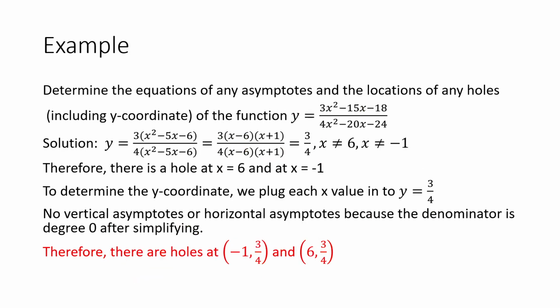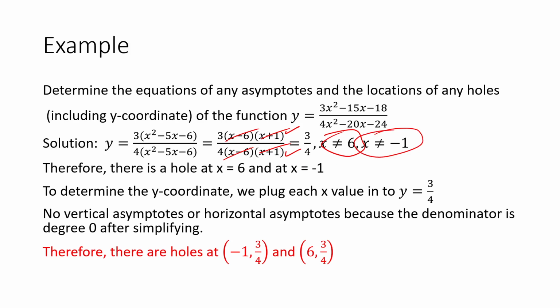Now for this next question, we're going to have y equals (3x squared minus 15x minus 18) over (4x squared minus 20x minus 24). When we simplify these two and we factor, we get 3 times (x minus 6) times (x plus 1) over 4 times (x minus 6) times (x plus 1). Well, we can cancel out these x minus 6's and cancel out these x plus 1's. That means, and there's no more in the denominator, so that means we're going to have a hole where x is 6 and a hole where x is negative 1.